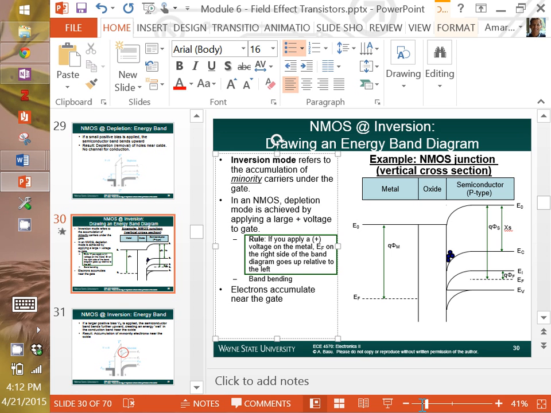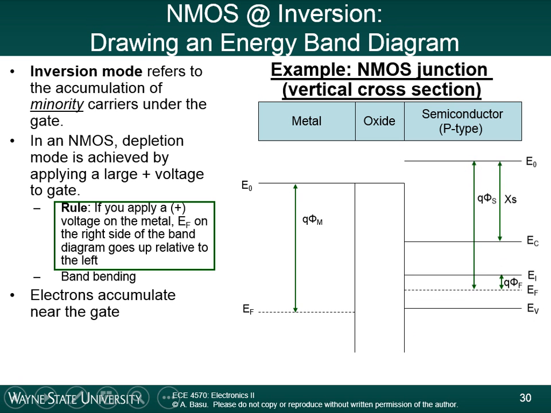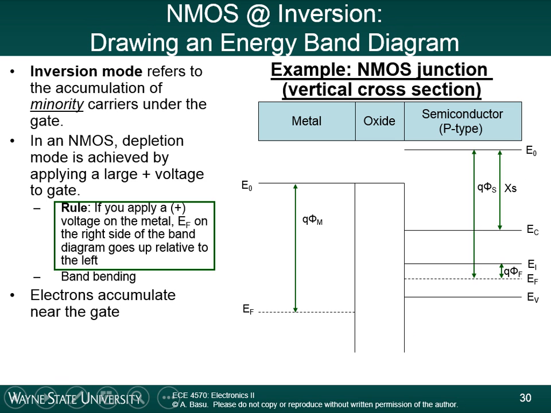And again, we see band bending. So it's really the same situation as the previous slide, except there's more bending in the band. So this moves up more than it did last time. Now again, we do the band bending. We connect E0. We also can bend EC, EI, and EV by the same amount.